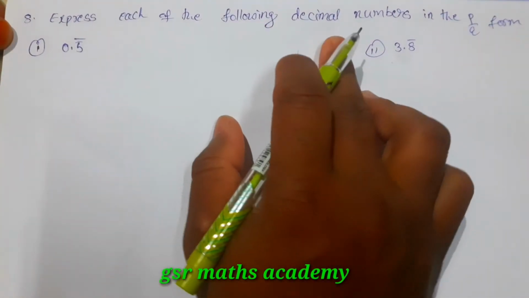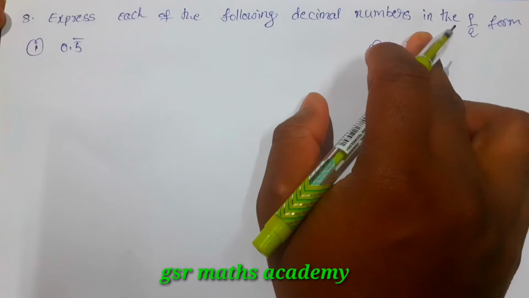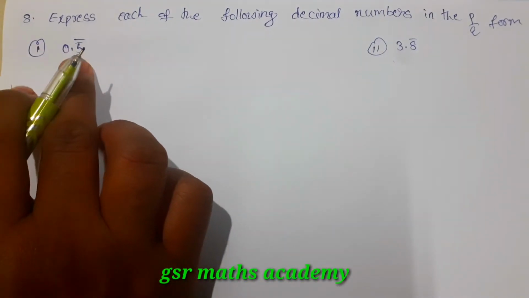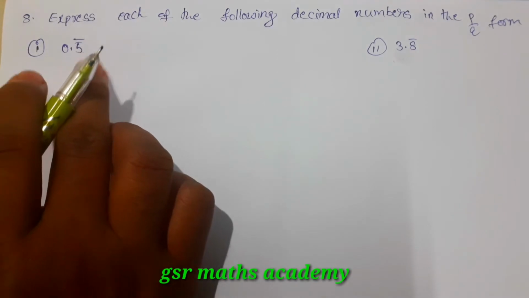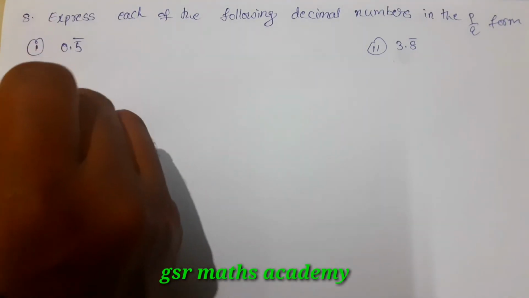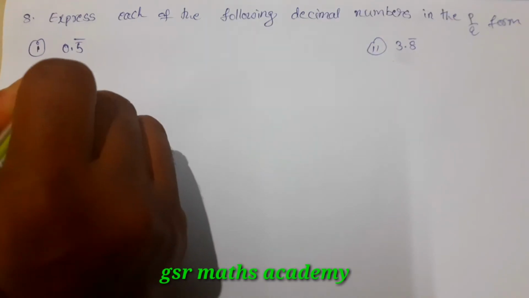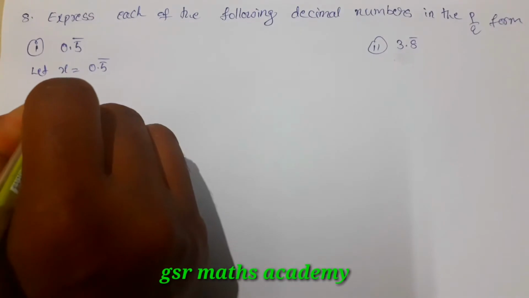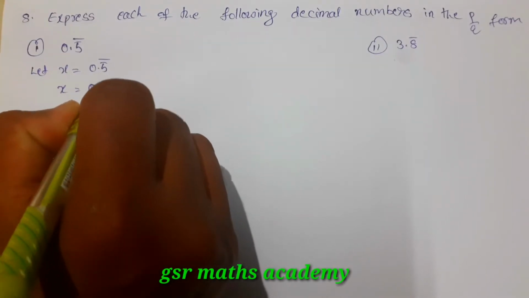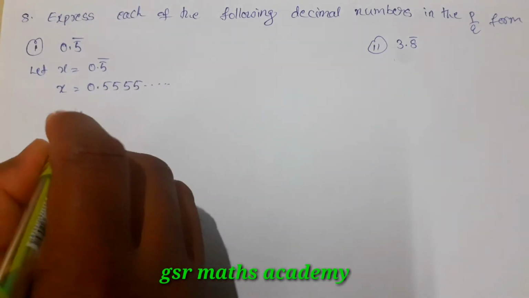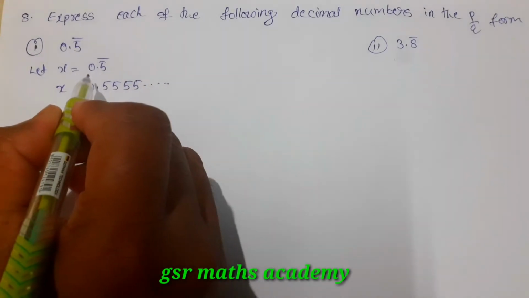Express each of the decimal numbers in the form of P by Q. First question: 0.5 bar. So this we need to write in the form of P by Q. For that, I am supposing that x is equal to 0.5 bar. 5 bar in the sense, this can be written as 0.555 and so on. Here, how many digits are repeating?